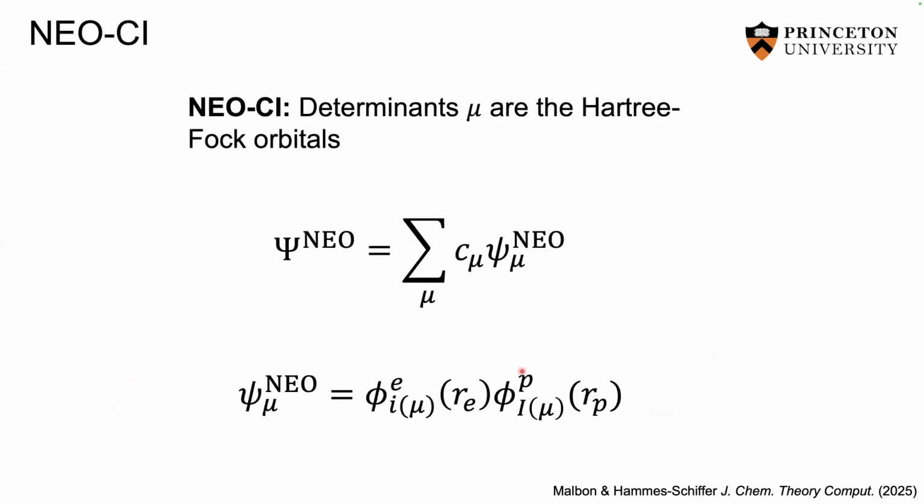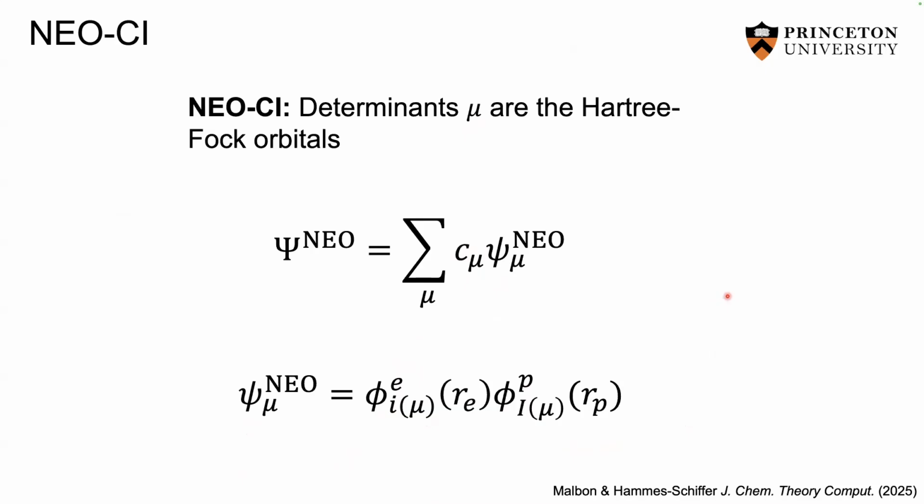So the method that I'm going to talk about for calculating NEO excited states is based on NEO-CI theory. We all probably know that the CI expansion is just a linear expansion with respect to a set of reference determinants, generally the Hartree-Fock orbitals. So in this case, for NEO-CI, the determinants mu are Hartree products of electronic and proton orbitals derived from NEO-Hartree-Fock theory, and we can do this linear expansion and find these CI coefficients.